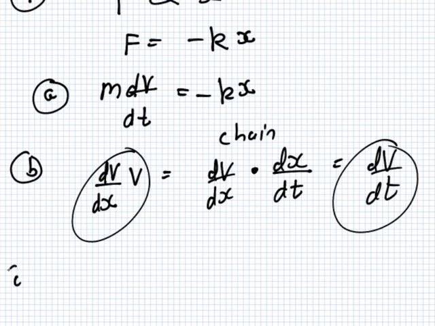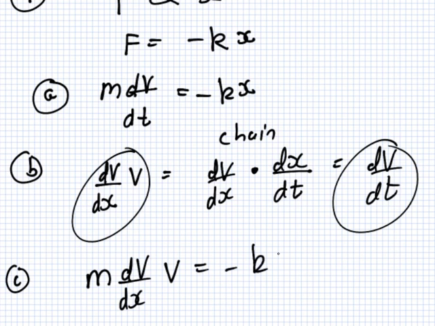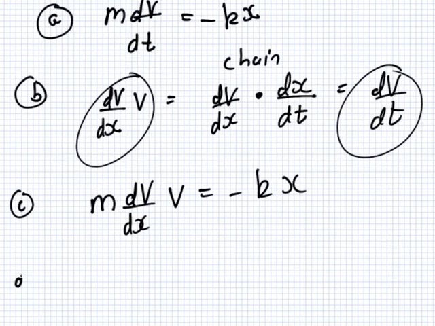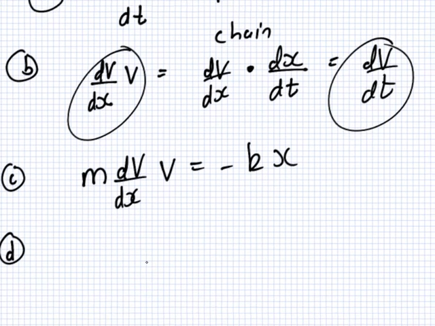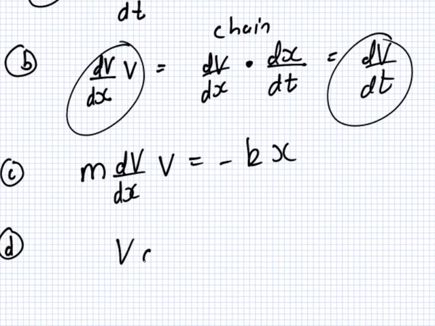Part C: use your result from B in A. So now I can say m v dv/dx equals minus kx. Okay. D: solve. Right, v dv equals minus k over m x dx.